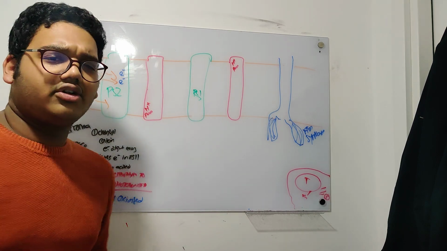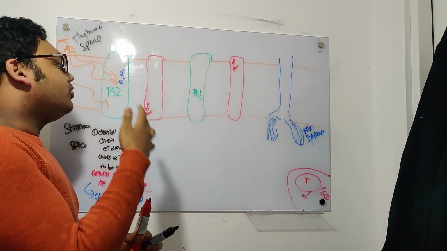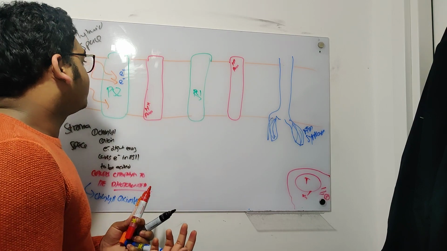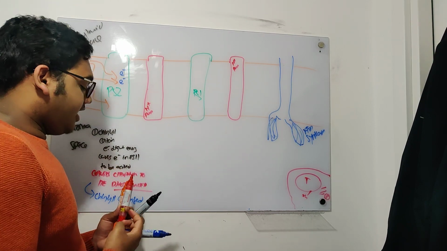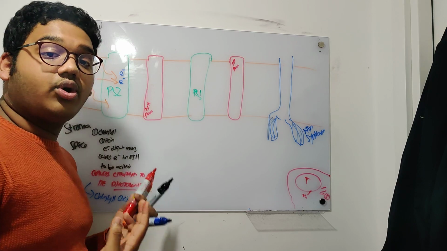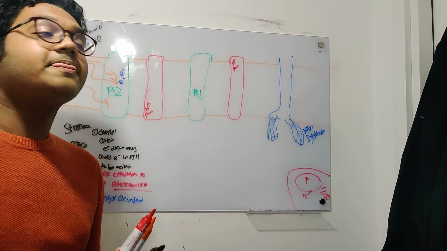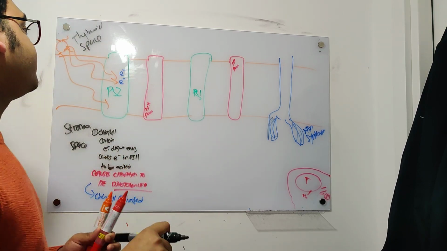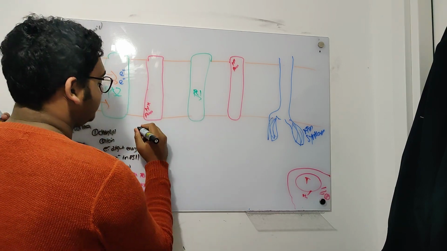Now, these electrons are being lost, and we need to replenish those electrons. So what happens is the light energy is also quite powerful to split water. And that process is called photolysis. So I'm going to put 2 here.